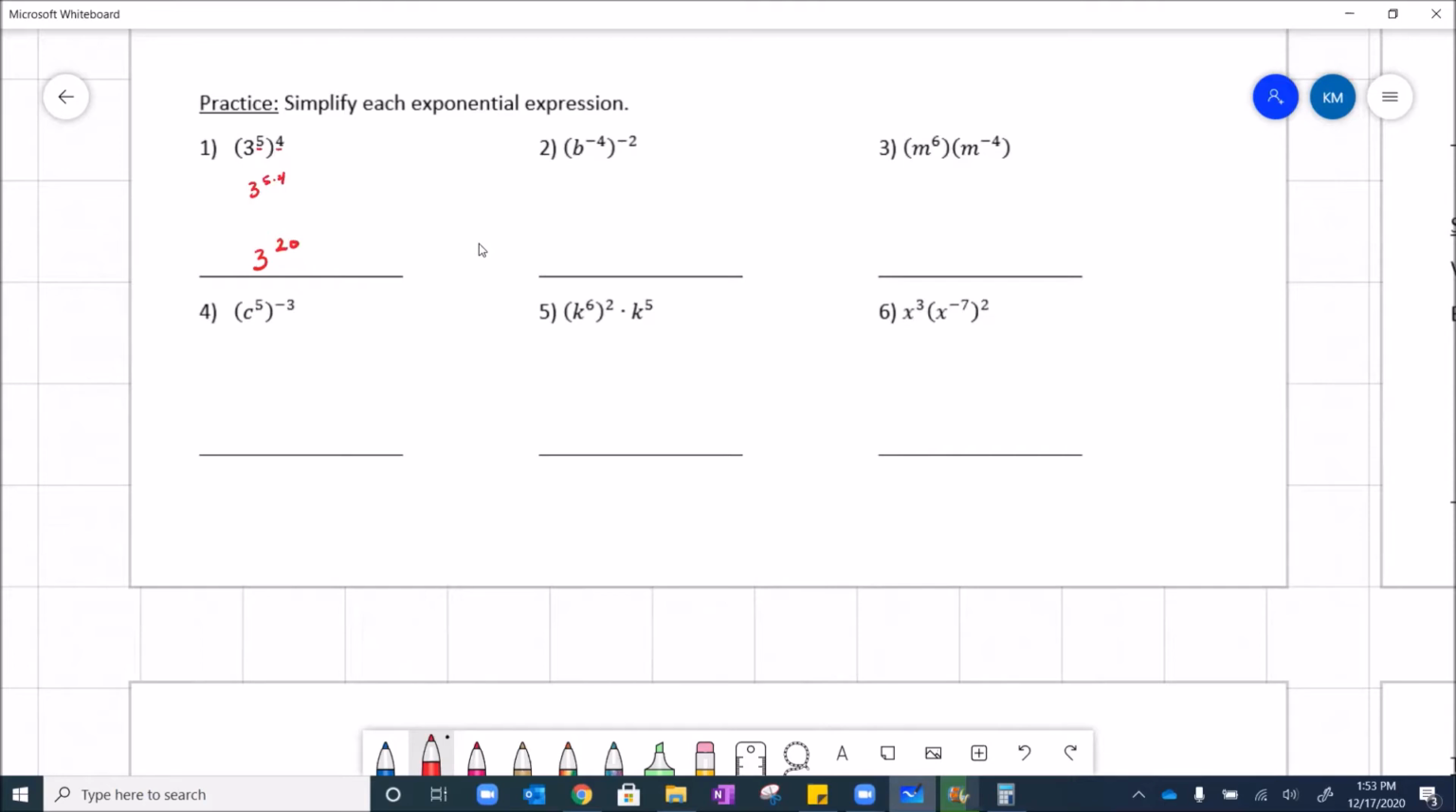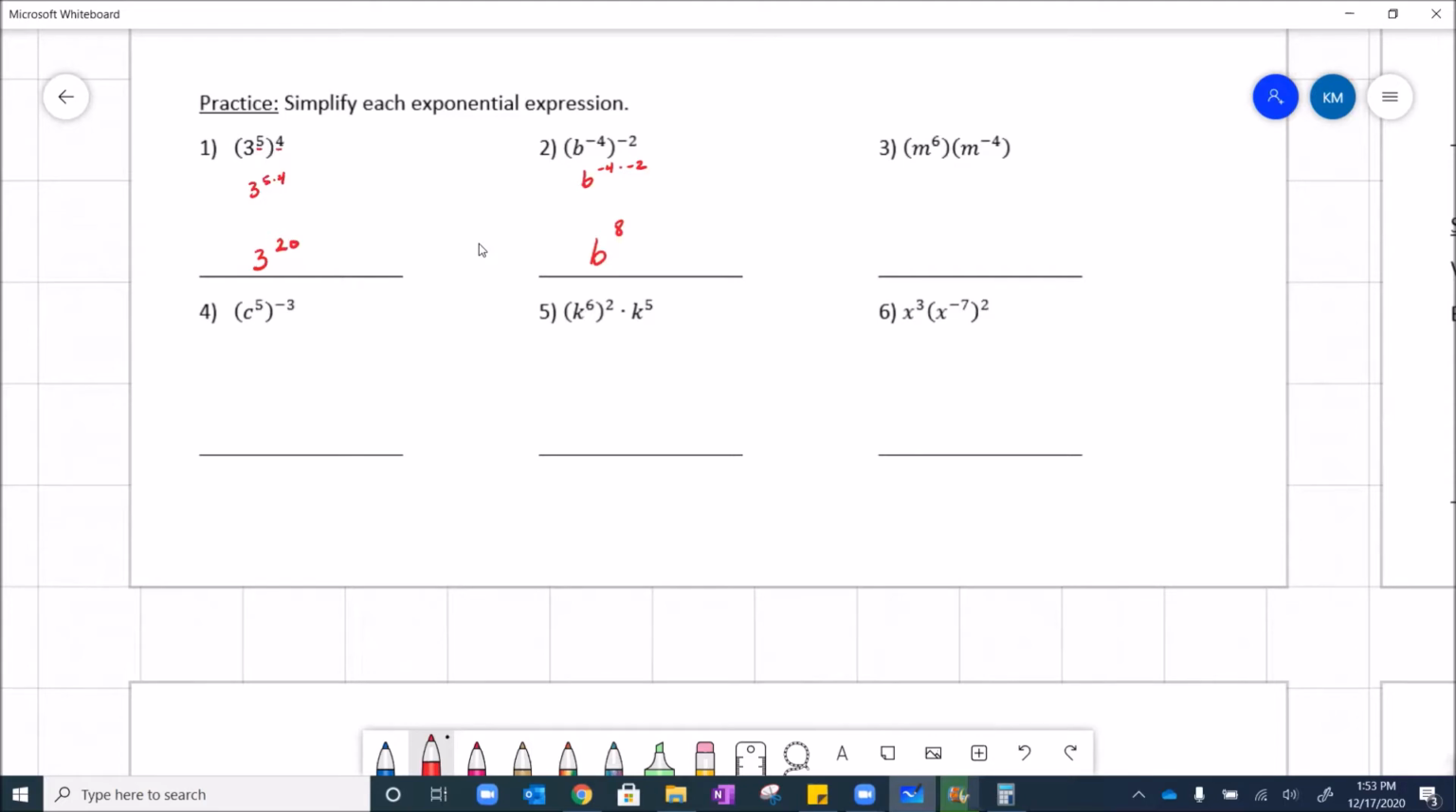Okay, here we have b to the negative 4th, to this negative 2nd power. Raising a power to a power just means we're going to multiply these exponents. And so we end up with b to the 8th. Our multiplication rules are pretty consistent. Negative times negative is positive. Okay, so we're good.